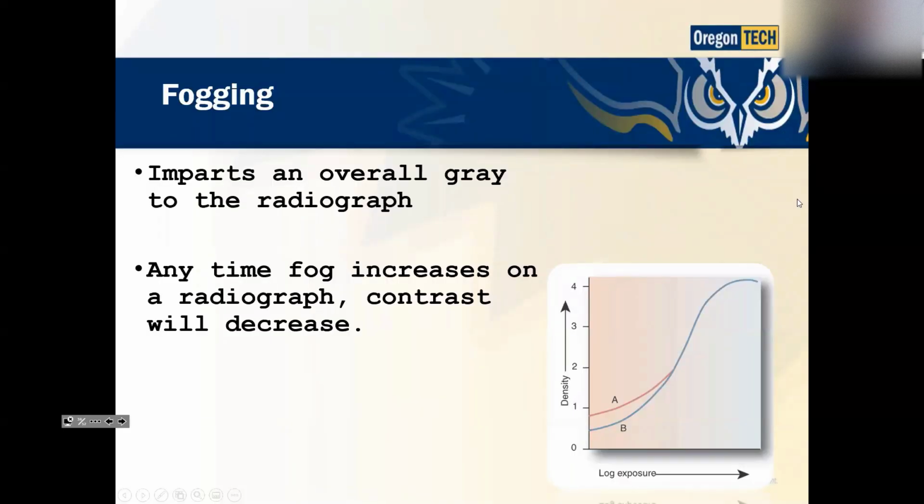Fogging. The only fogging I want you to worry about is going to be from scatter. So as far as chemical fogging, we're not going to worry about that. It has the same effect though. It's going to have an impact on those low density areas of the image. And this doesn't matter if it's digital or if it's analog. You remember what analog is, yes? Film.